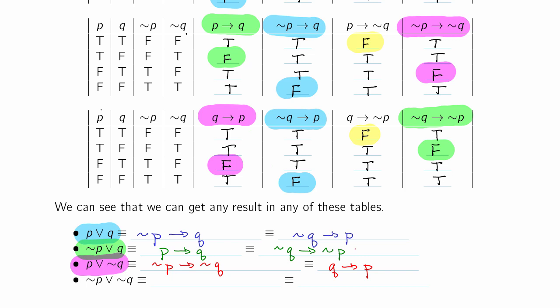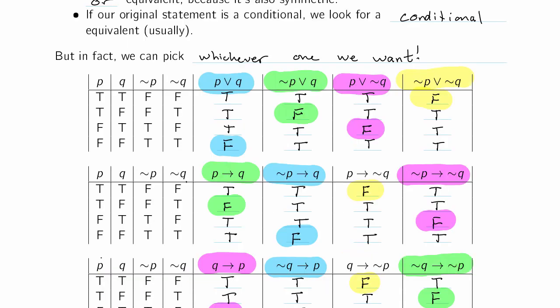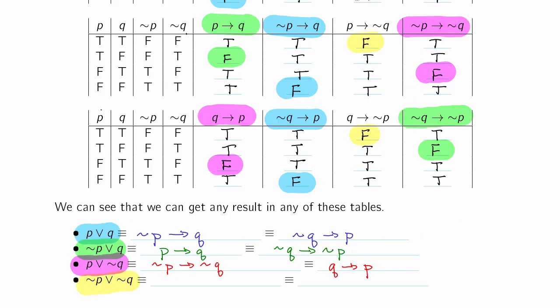And the last one, we've got not P or not Q. That was the last one of our columns in our first truth table. Well, that's equivalent to if P then not Q in the second truth table, or in the third truth table, if Q then not P. Okay, well, this is a whole lot of information, isn't it?